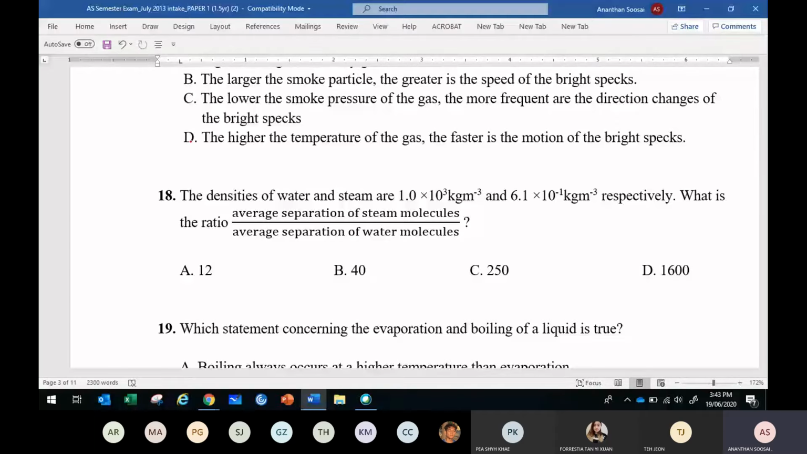Okay, 18. So the densities of water and steam are these two values. What is the ratio of average separation of steam molecules over the average separation of the water molecules? Okay, how do we find this?